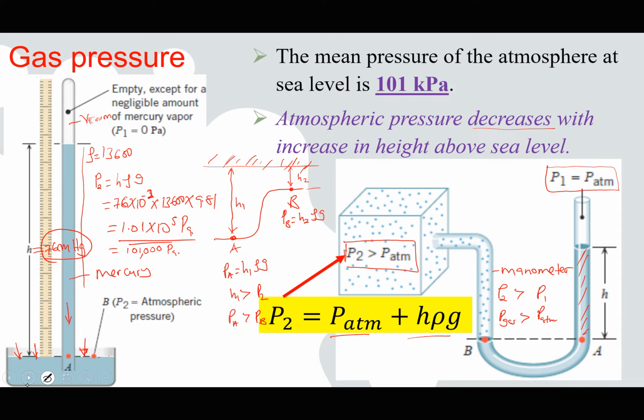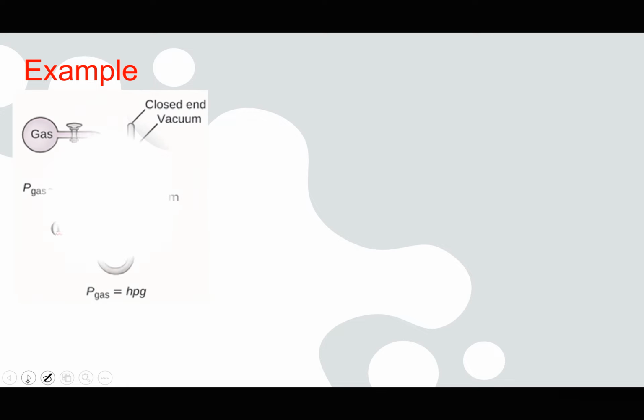Further examples on that. So let's consider the first situation where we have a gas trapped in a container, but the end of the container has been closed and we have a vacuum there. So we notice that the gas is pushing the liquid on this side to rise. So the pressure of the gas is simply going to be equal to the pressure due to this height, because this side is closed.